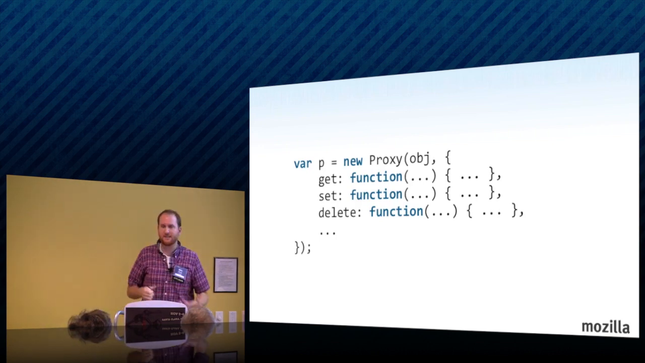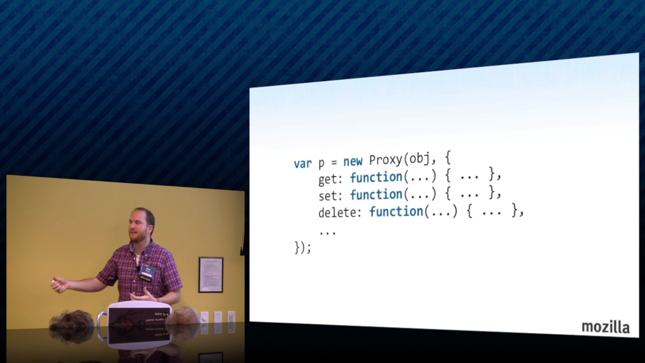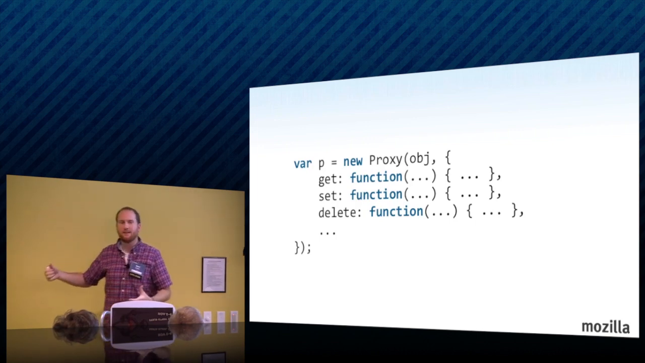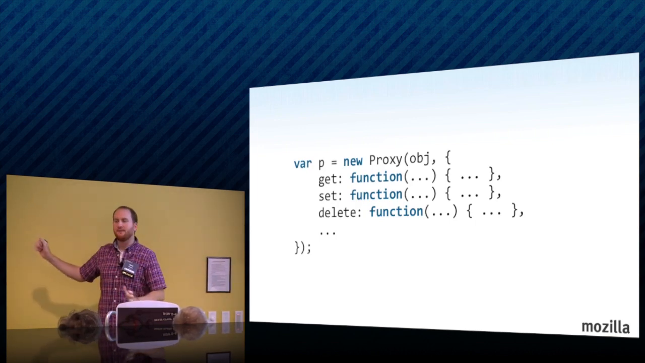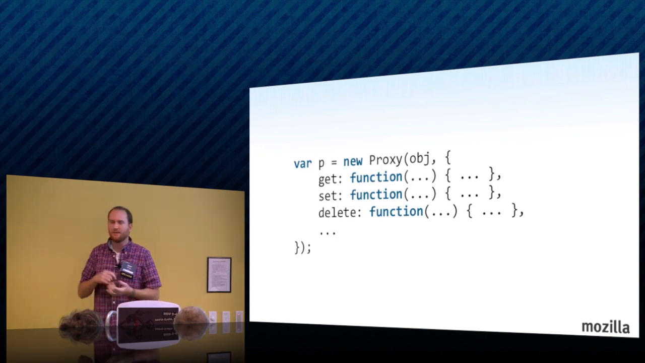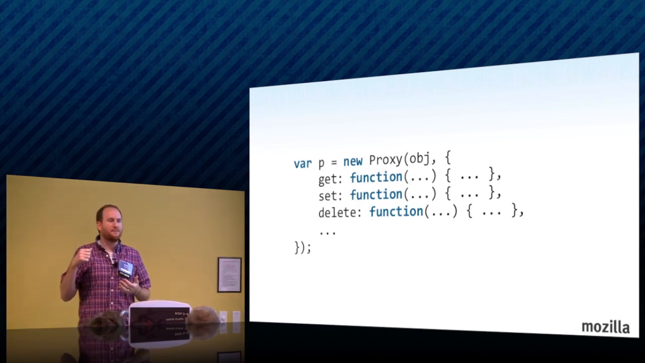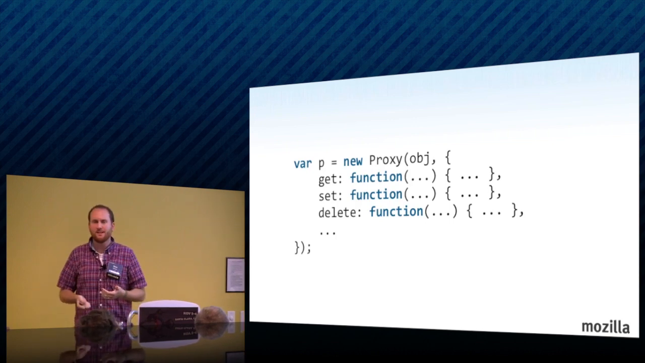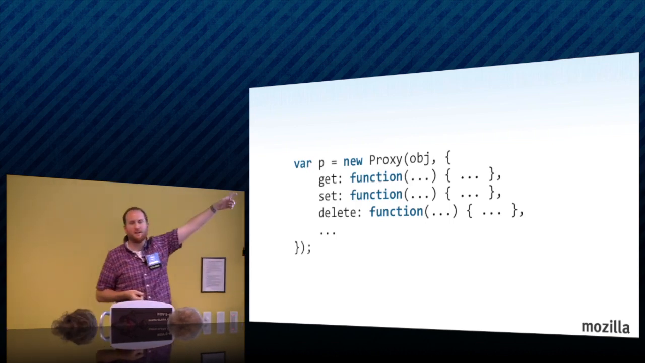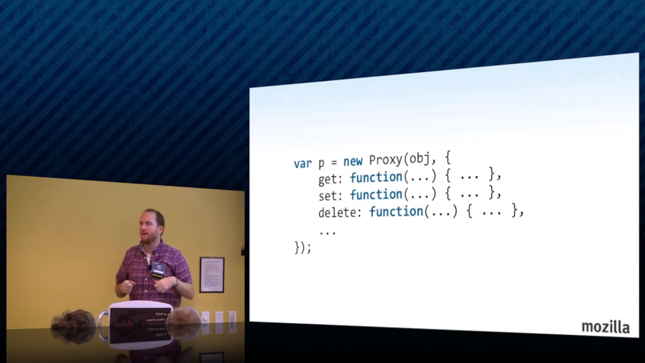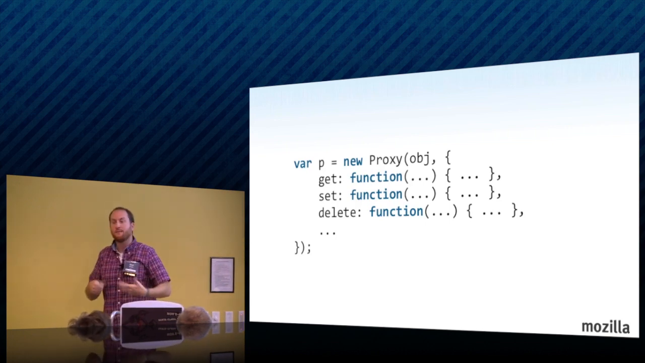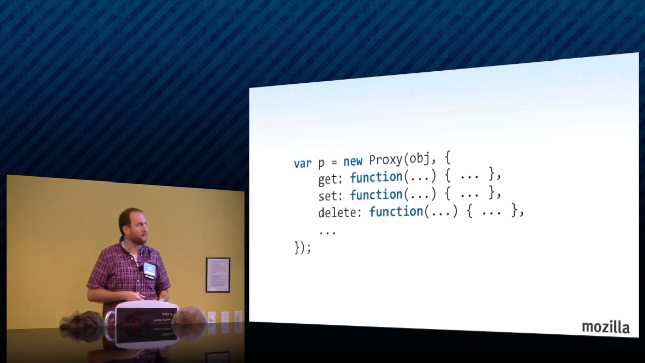A proxy basically lets you take some existing object and create a wrapper object that can monitor anything that happens to that object. So you can intercept get operations, set operations, delete operations, just about anything you can ever do with an object. You can create a monitor function that will be triggered whenever anybody tries to do something with the underlying object.